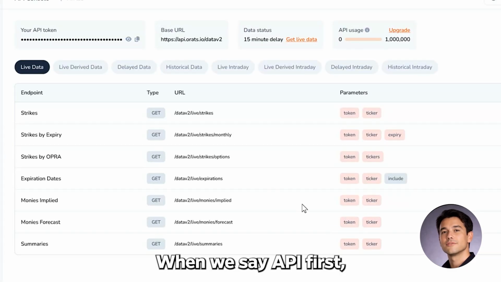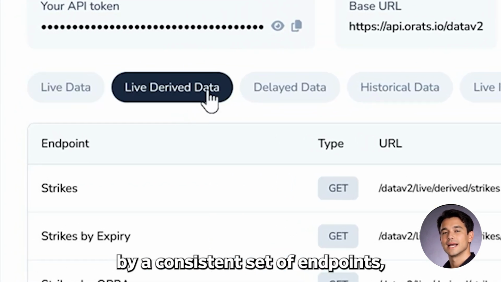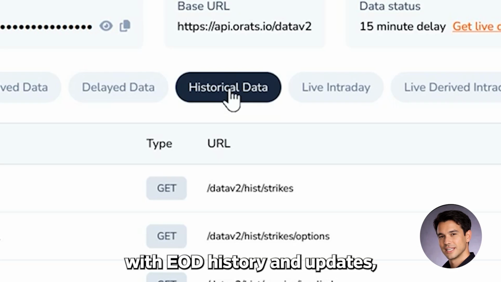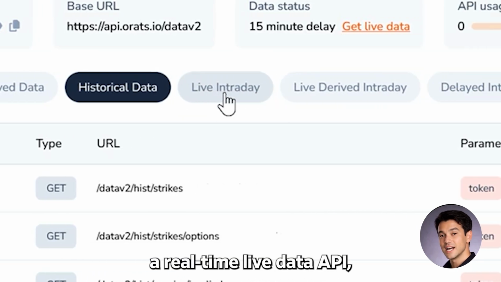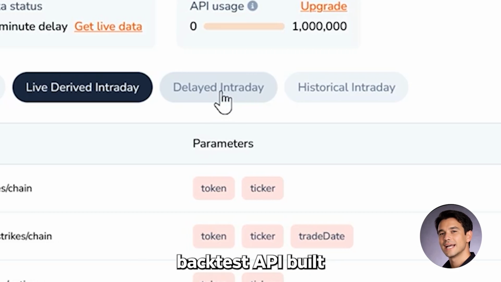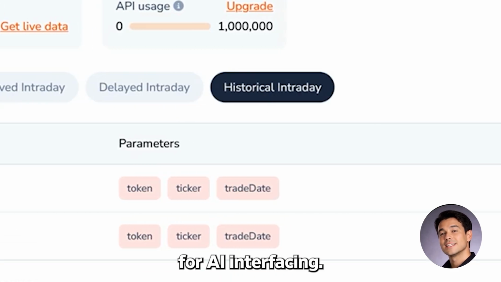When we say API first, we mean the platform is powered by a consistent set of endpoints. A core data API with EOD history and updates, a real-time live data API, an intraday API for minute-level history, and a soon-to-be-released Backtest API built for AI interfacing.